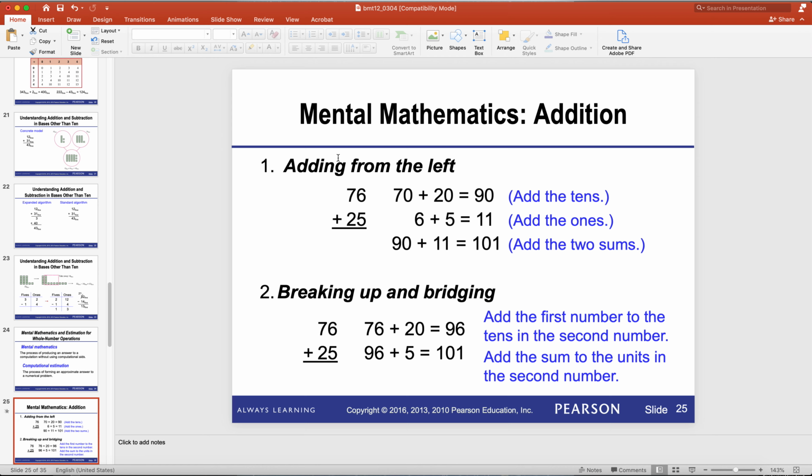So when we're looking at adding from the left, we're really kind of talking about almost like rounding it off to a lower number, or we're looking at that place value idea that 76 is 70 plus 6. 25 is 20 plus 5. Another way is we could break it up in bridge. So we can actually take the 25 and make it 20, because 76 plus 20 is 96. That's not too tough to do. And then I just have to add that last 5 that was hanging out there.